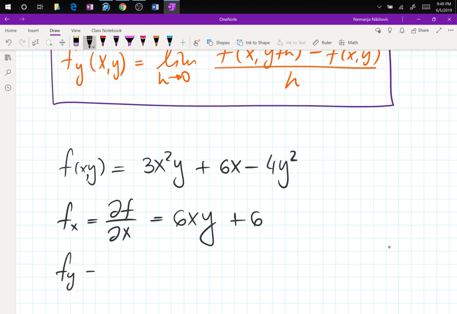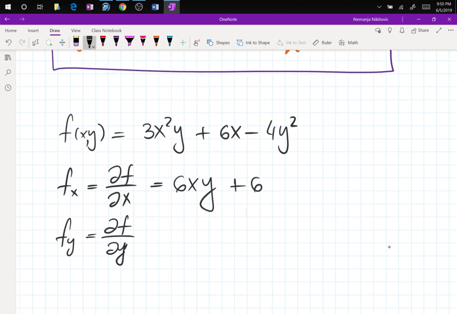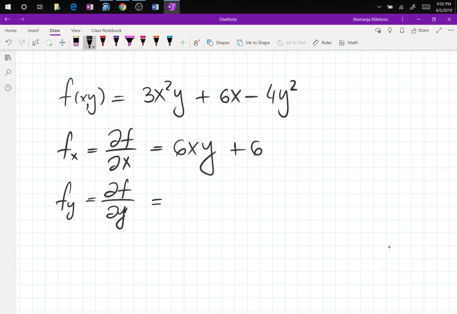Partial derivative of y, which is df dy, is going to be 3x squared. Derivative of y is 1. So 3x squared plus 0 minus 8y. The only derivative that I am taking here is in respect to y. So y is the variable, and x becomes a constant.